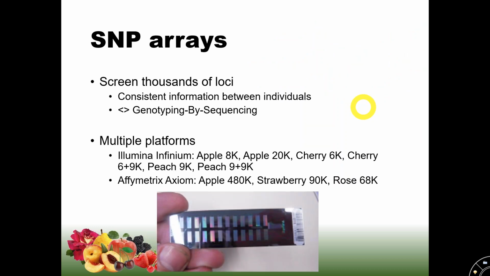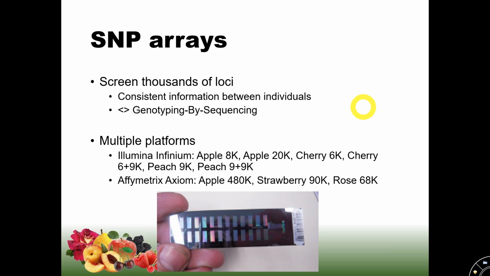So one of the tools that were made to do that are SNP arrays. And so one of the advantages of SNP arrays is that they screen thousands of loci, and they're consistent. The information they give you is consistent between individuals. So if I run 20 individuals of an apple or a cherry cultivar, just 20 cherry individuals, then you will get the same. You will get information for the same loci back every time.